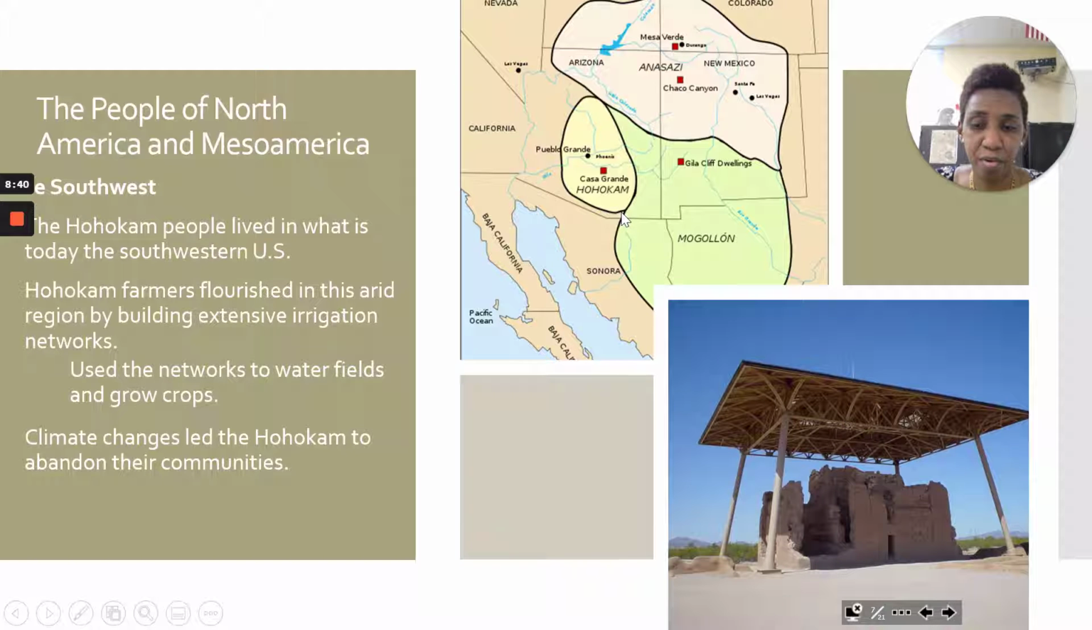Because this is a desert area, all of those climate changes is what caused this particular tribe to abandon their community. They were farmers, as you see here, and they used extensive irrigation systems to water their crops and grow their crops. But as the climate changed, and possibly through desertification, they had to move towards some place where they can get water, okay? So that's the reason why, more than likely, they abandoned their home, all right?